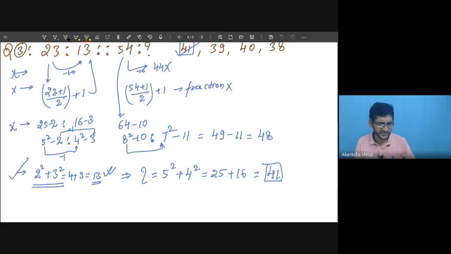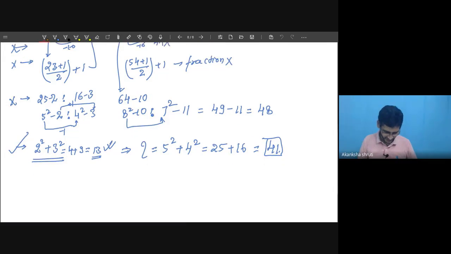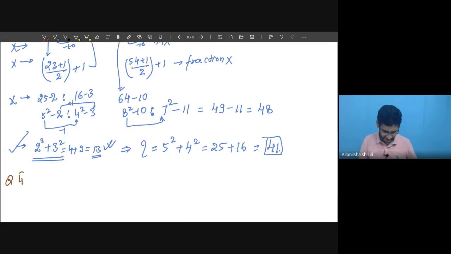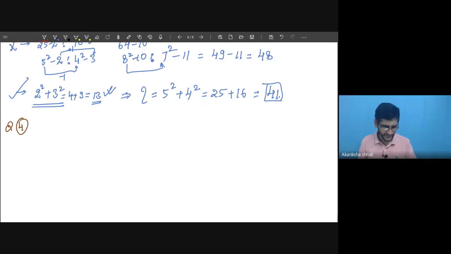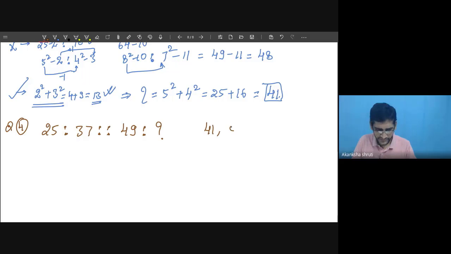A student, let me take one more question. Question number 4. Please do this. It's very easy. Let me take one easier one. 37, 49 is to what? Options are 41, 56, 64, 65.